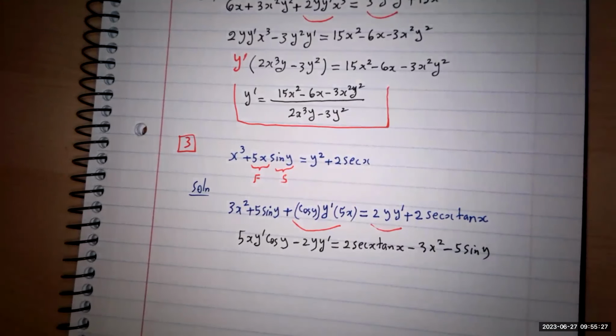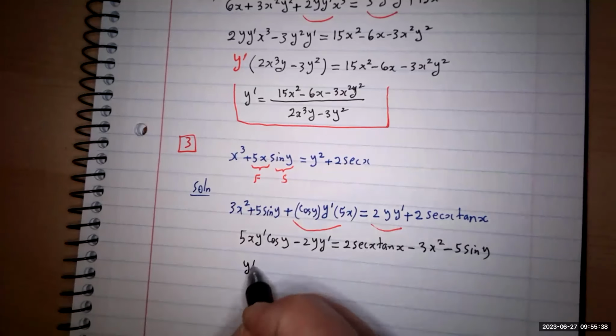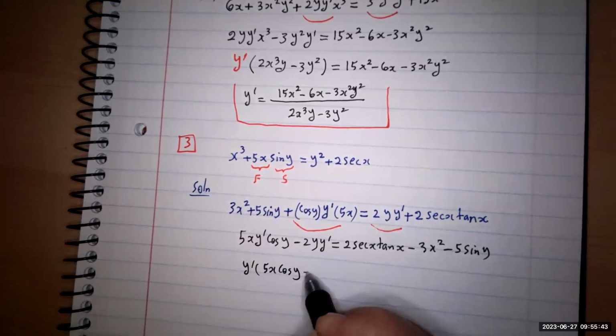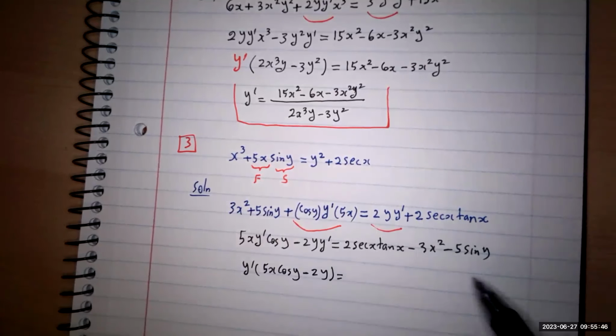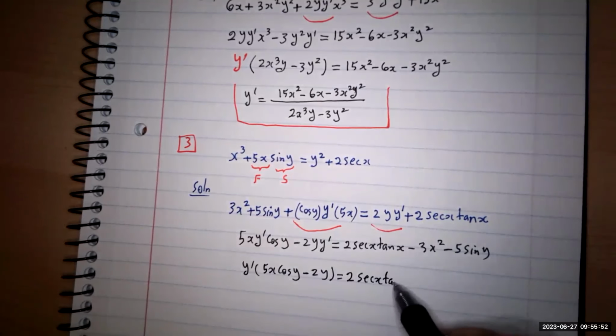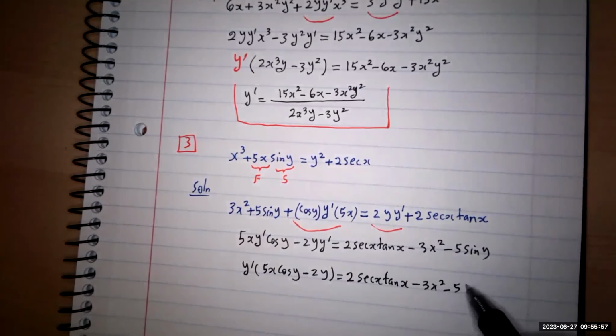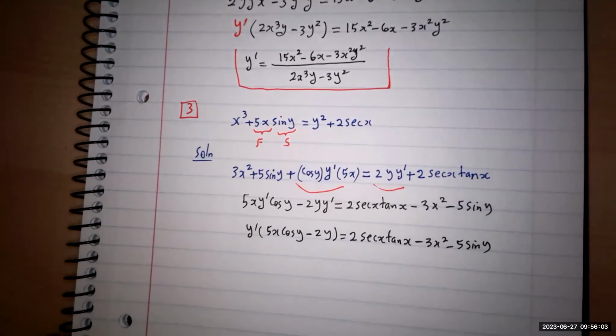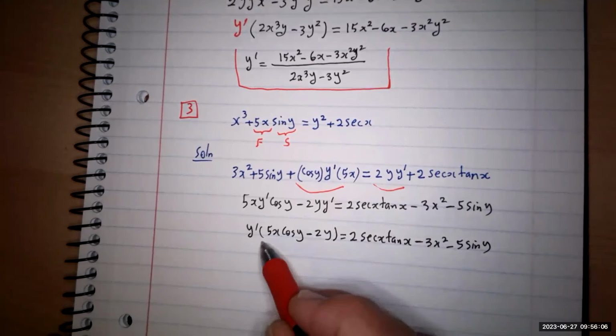Okay, any question? So we isolate the y primes. We have two terms containing the y prime, so we have to factor out the y prime. So pull out the y prime. The leftover gives you 5x cosine of y, minus 2y. And nothing to be simplified. You just repeat this: 2 secant of x tan of x, minus 3x squared, minus 5 sine of y. Now we have to divide by the coefficient of the y prime. This is the coefficient of the y prime.